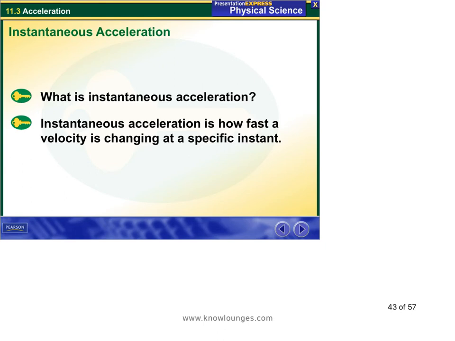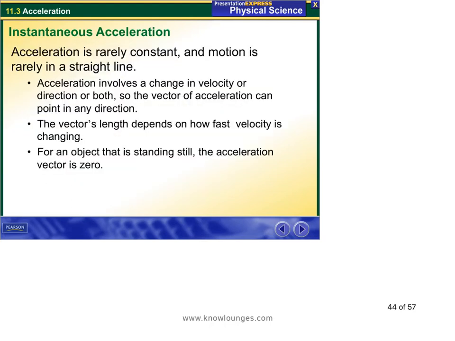Another phrase we use is instantaneous acceleration, how fast the velocity is changing at a specific instant. Sometimes acceleration does change, and instantaneous acceleration is at a given time, because acceleration is rarely constant and rarely in a straight line. So lots of things are changing all the time, and the instantaneous acceleration is what's happening at a given moment.